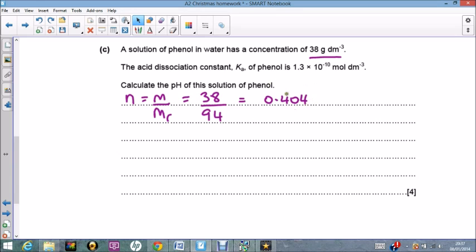Okay, so I've worked out the number of moles. If it's 38 grams per decimetre, then it's now 0.404 moles per decimetre. That will be my first mark. Next I need to find the concentration of hydrogen ions. So if I am using my equations, I can see that phenol is a weak acid. We're not talking about buffers, so I know that I'm going to be using the square root equation.